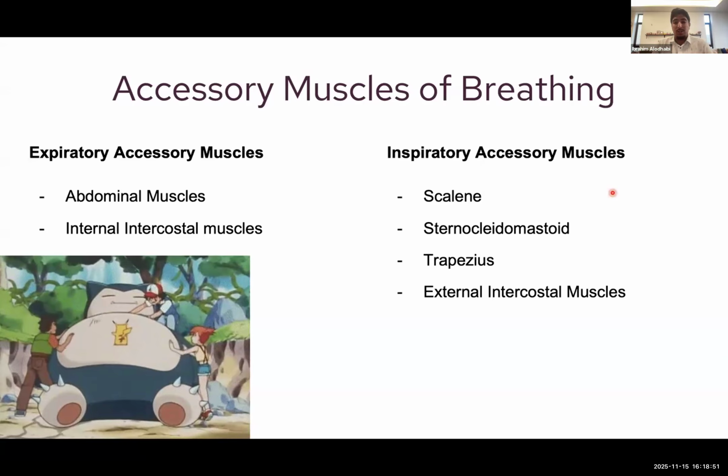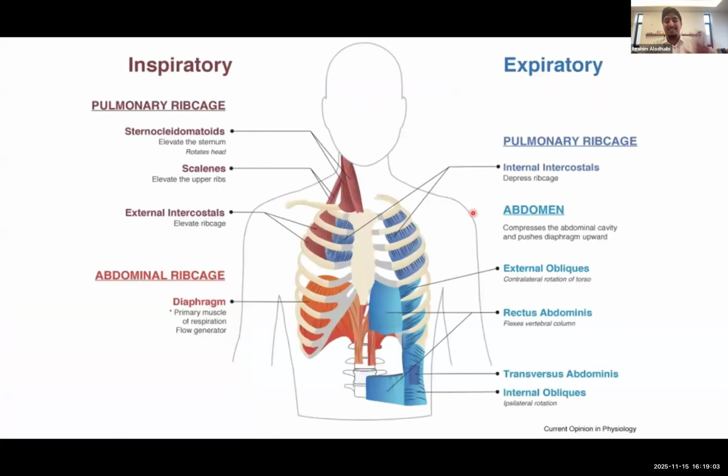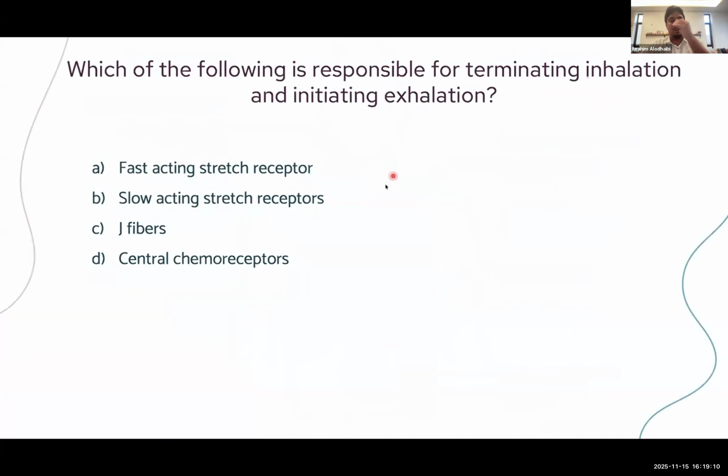It's just a recall question, and you are going to get a couple of basic recall questions in this exam, like the few that I showed before. Just keep it, know this, right? Here's another diagram of just the muscles for those visual learners who might want to see them. And let's move on to our next question. Which of the following is responsible for terminating inhalation and initiating exhalation? Okay, so this one you guys got right away.